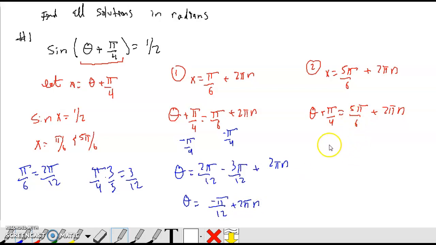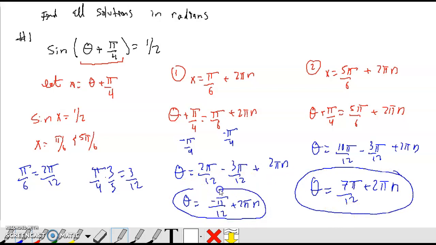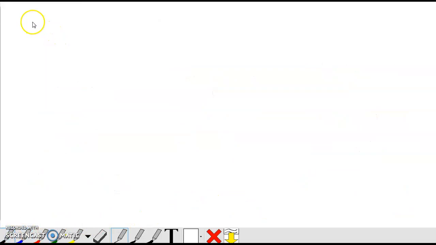Do the same thing over here. So theta is equal to 10 pi over 12 minus 3 pi over 12 plus 2 pi n, so theta is equal to 7 pi over 12 plus 2 pi n. We have one equation right here and another equation right here. My pi looks like a 25, so let's write that a little bit better. There you go. So it gets a little bit different, a little new. Using that knowledge, why don't you try the second example?